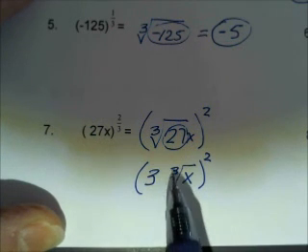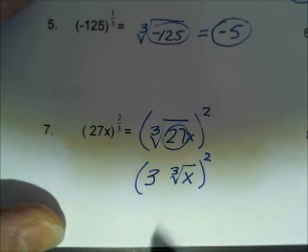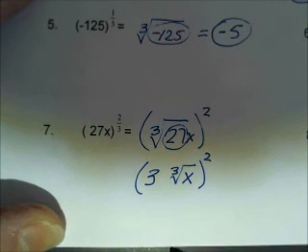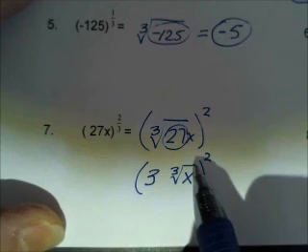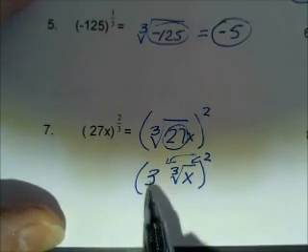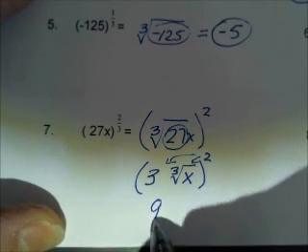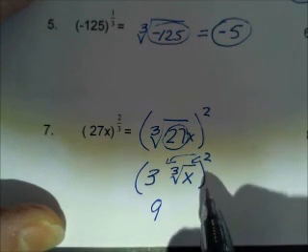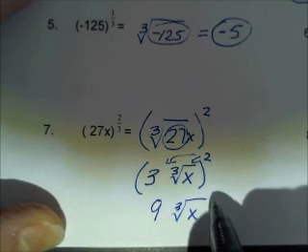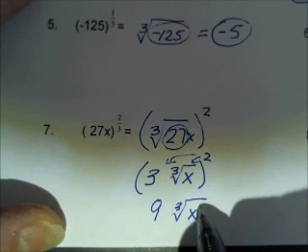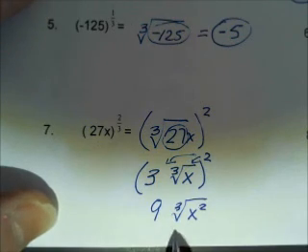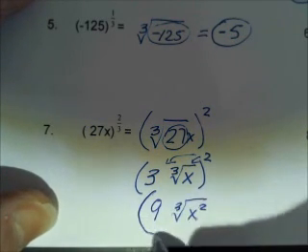So we have 3 times the cube root of x raised to the second. So we have this product raised to an exponent of 2. So we're going to distribute the 2. 3 squared is 9. And the cube root of x squared is just that, the cube root of x. We can put the 2, the square, on the outside, or it's more standard to put it on the inside. So 9 cube root of x squared.